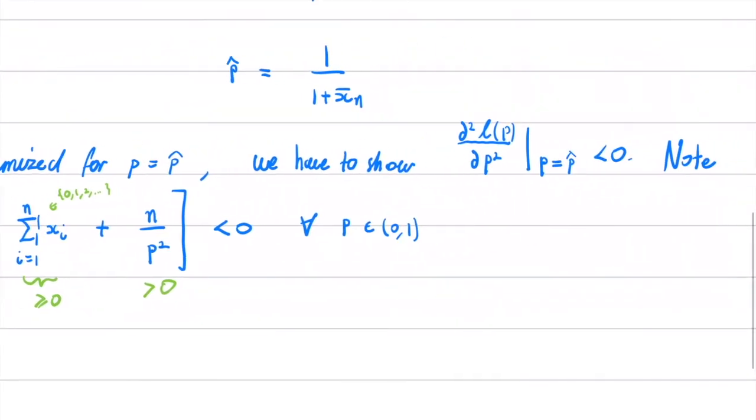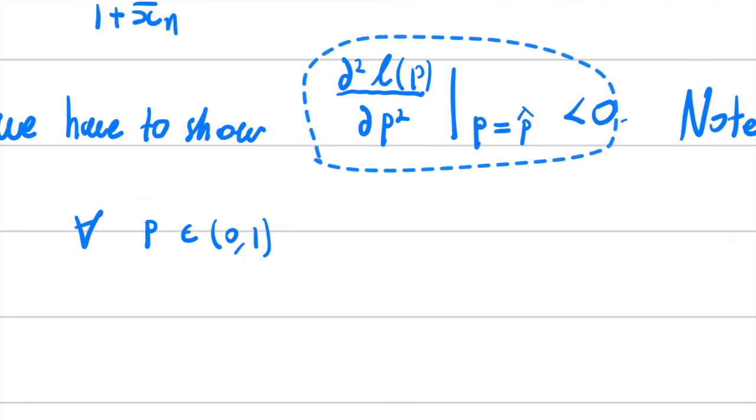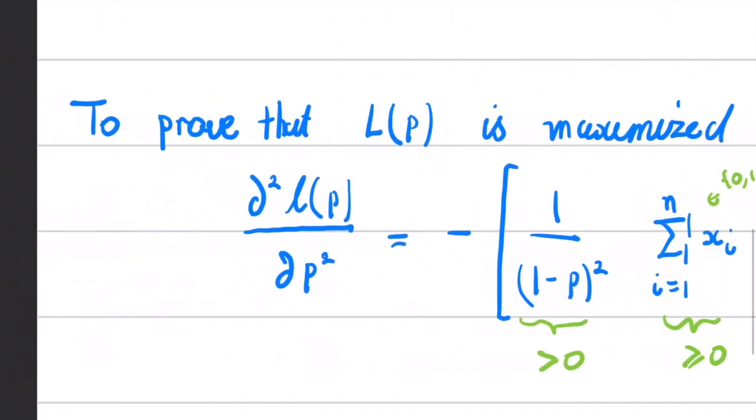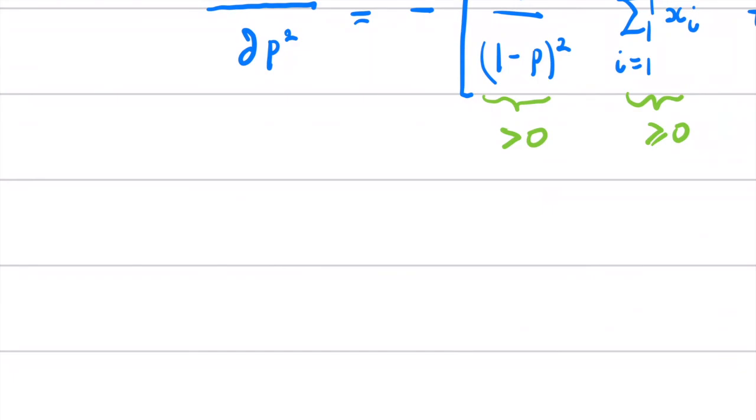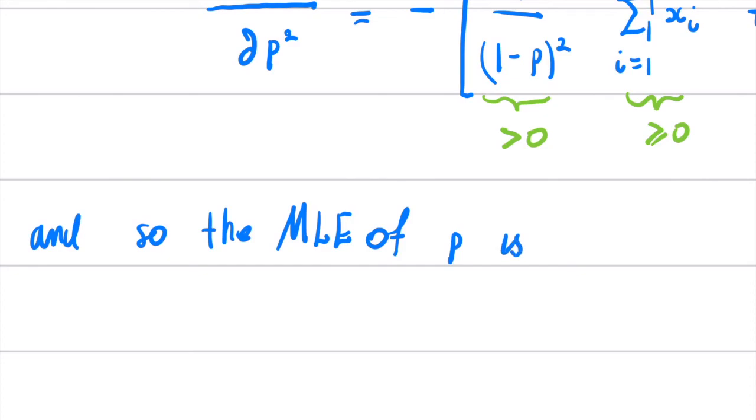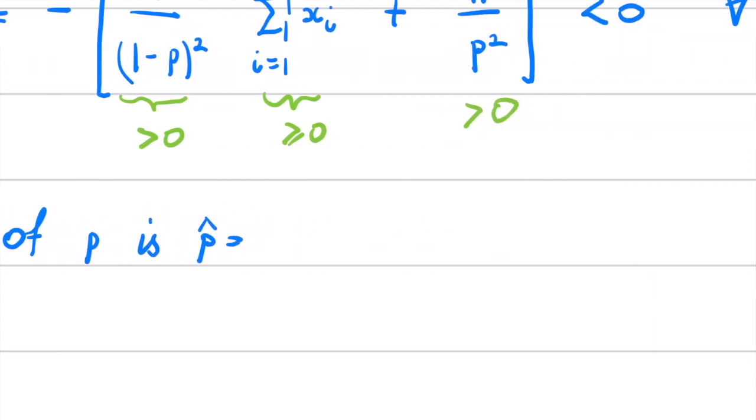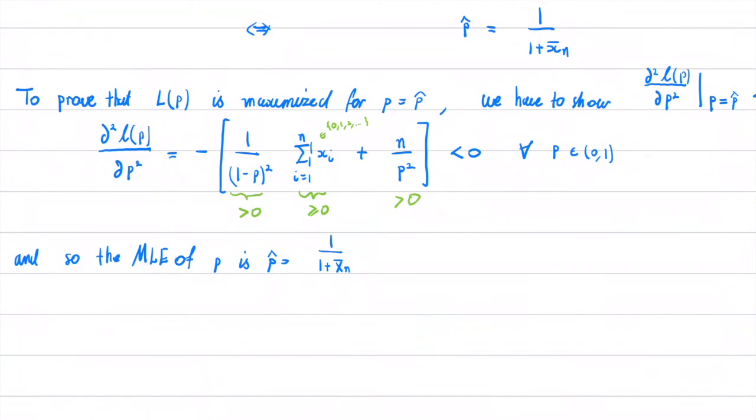And so what this proves is that definitely at the maximum likelihood estimate, whatever it happens to be, this is also less than 0. And so therefore we have proven that the MLE of p is in fact p hat, which we found to be 1 over 1 plus x bar n. And you notice now I use the capital X bar n to denote that it's a random variable. And that concludes our video for the derivation of the maximum likelihood estimate for the p parameter of the geometric distribution.